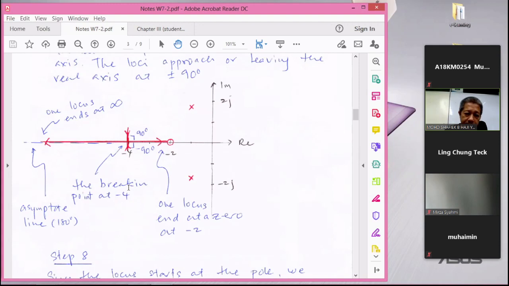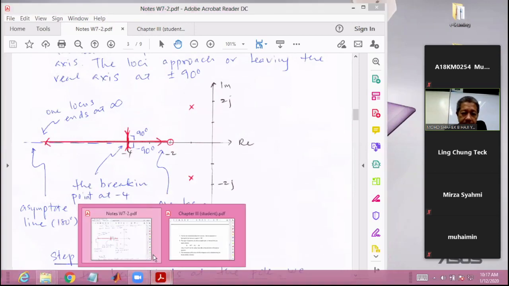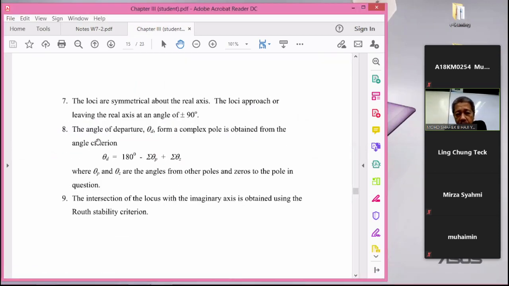So the next question is, we already know that the locus will start from these two poles, but the direction of the locus leaving this pole, how do we know whether it's going to the right, to the left, to the top, to the bottom, or at a 45 degree angle? So you need to compute the departure angle of the complex pole. Now we have this complex pole, and in this example, you cannot skip step 8. Step 8, you need to compute the departure angle from the complex pole.